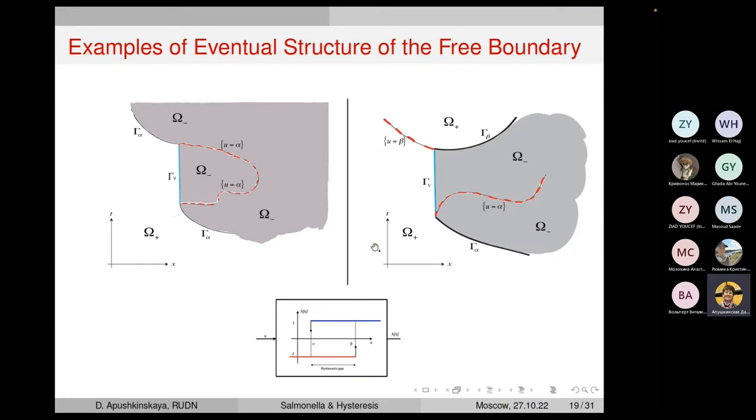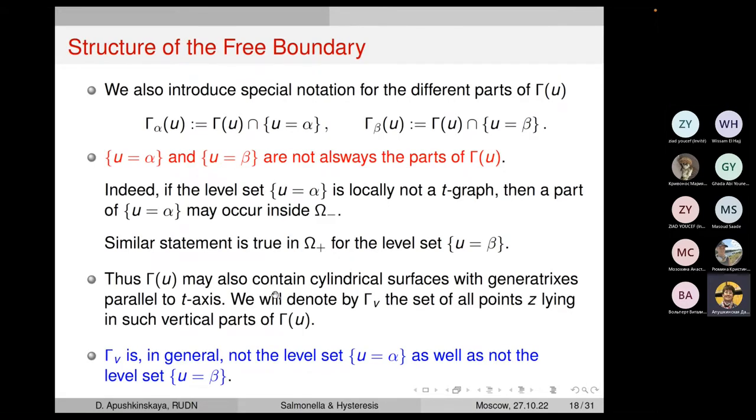So if we go back here, such a simple picture is just for one space dimensional case, but we also consider the multi-space dimensional case. Then gamma can contain some cylindrical surface, and the generatrix of this cylinder is parallel to the time axis. We will denote by gamma v the set of all points which belong to such vertical parts of gamma.